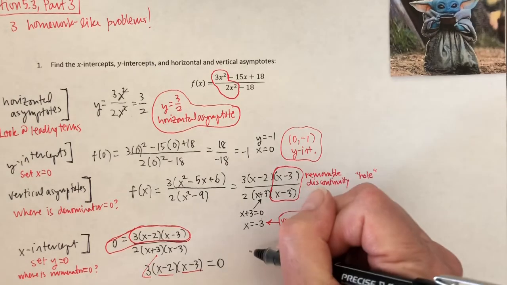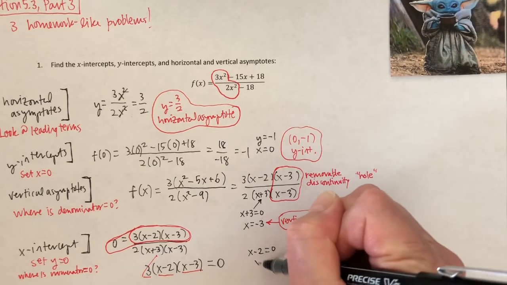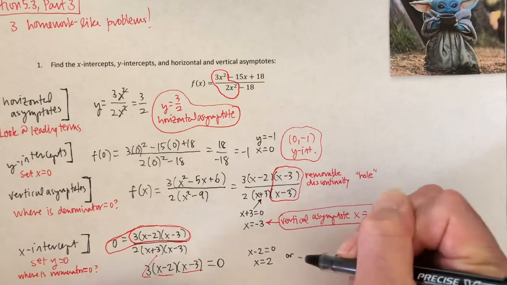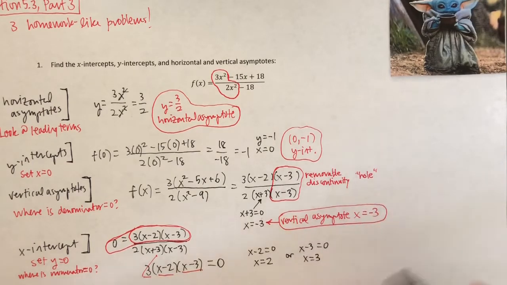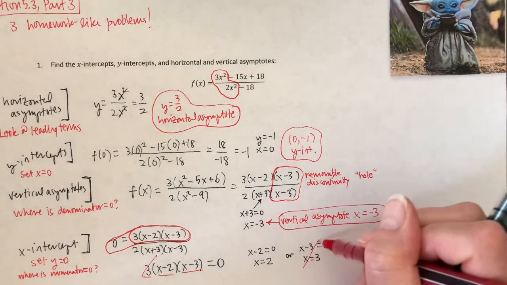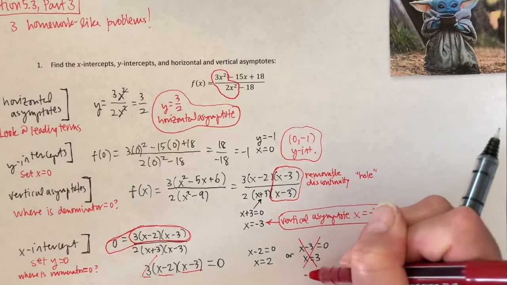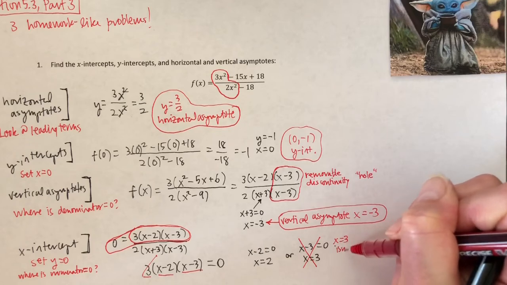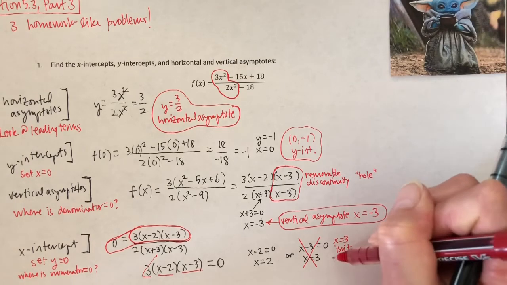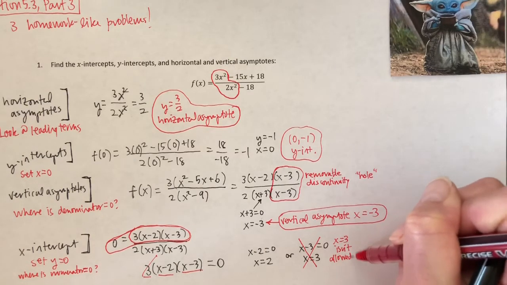But maybe x minus 2 equals 0, which would say x equals 2. Or maybe x minus 3 equals 0. Maybe this is where the 0 is created. These will both produce a 0 in the numerator. This one we have to eliminate because x equals 3 isn't even allowed in the domain of the function.